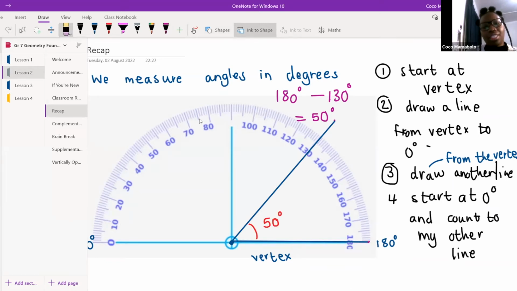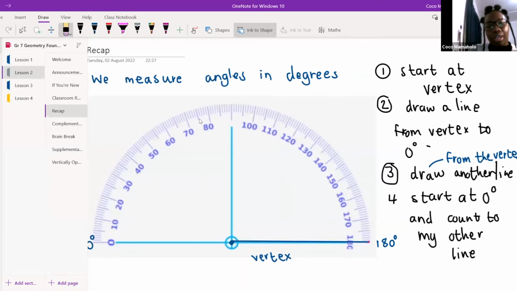If you're getting lost, just try and follow along. I'm going to do another example. Remember, all of these lessons are recorded. So now, my first line has been drawn to 180 degrees.